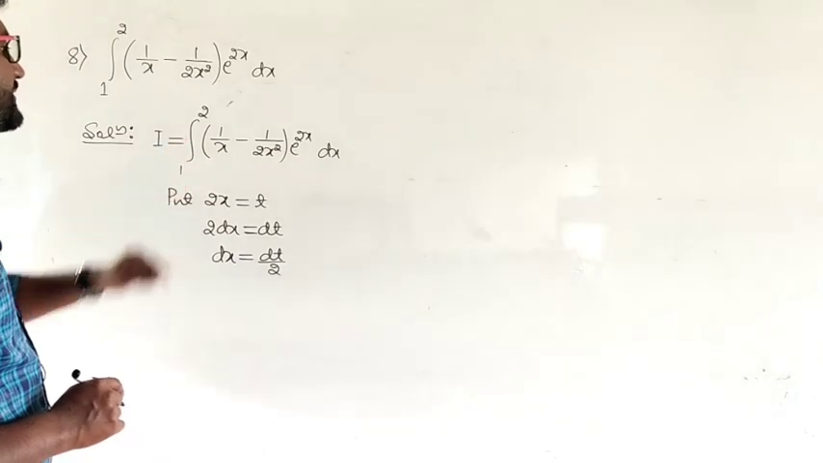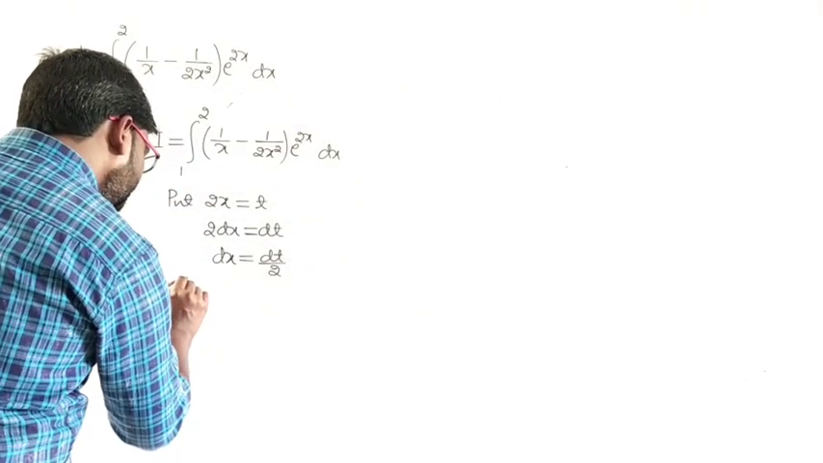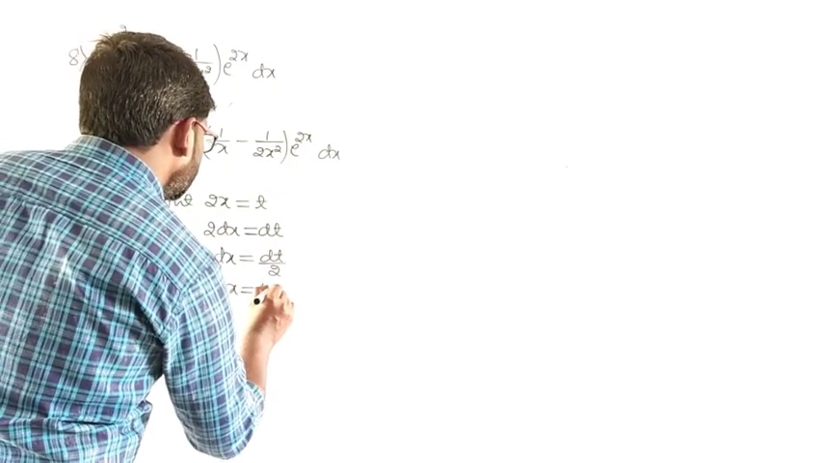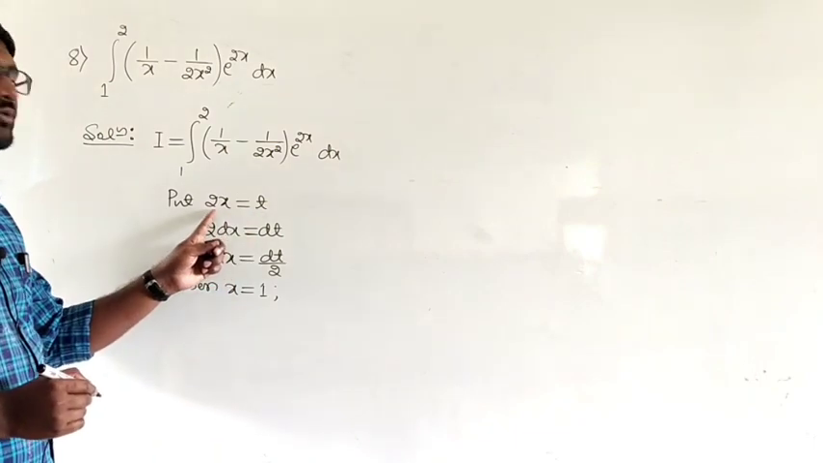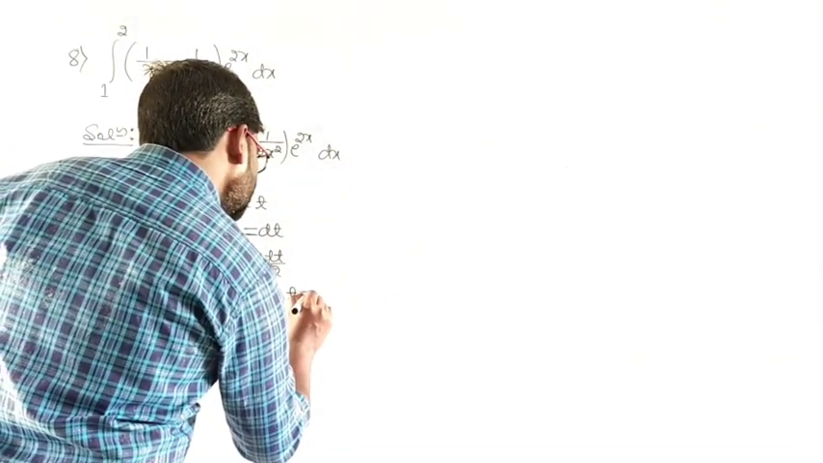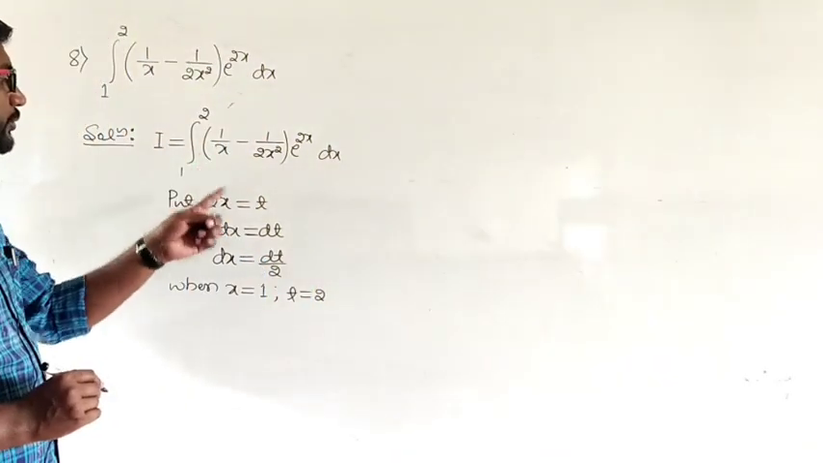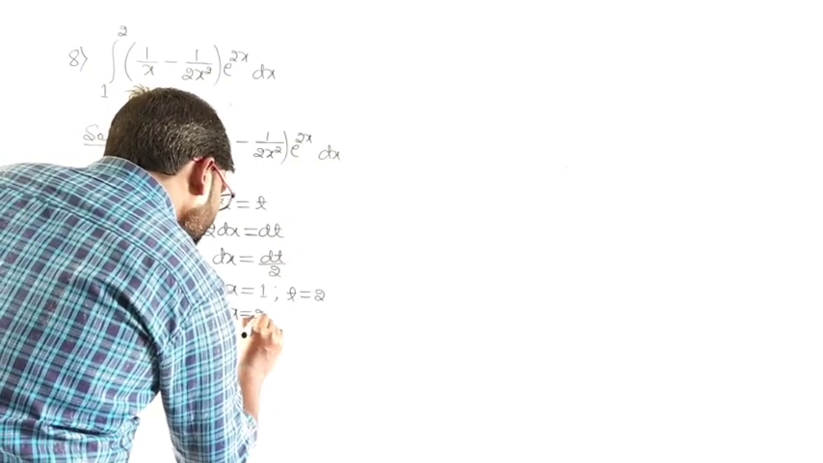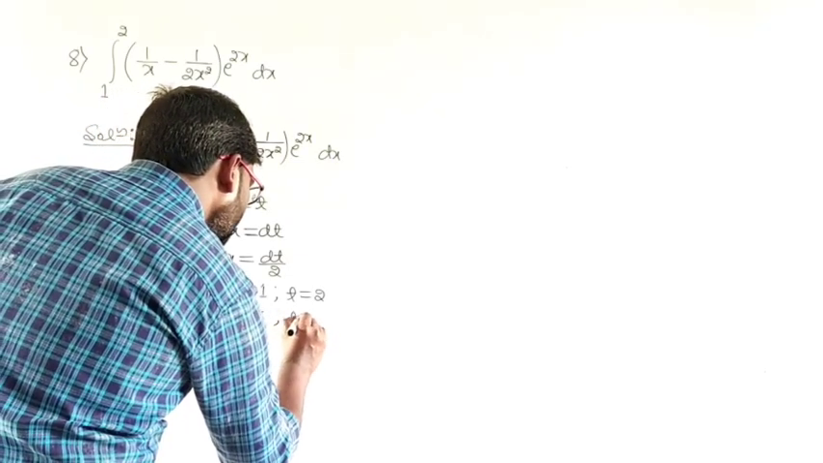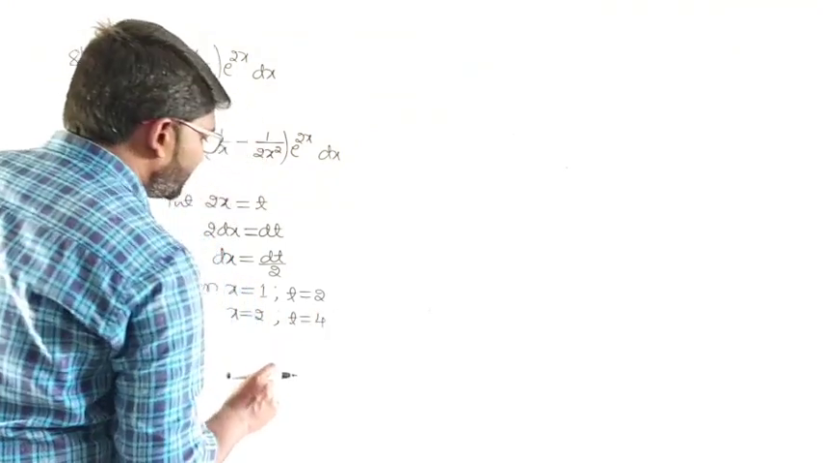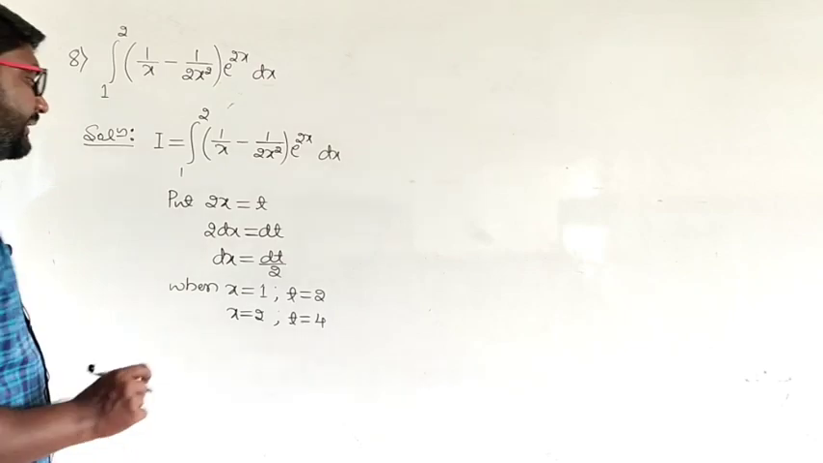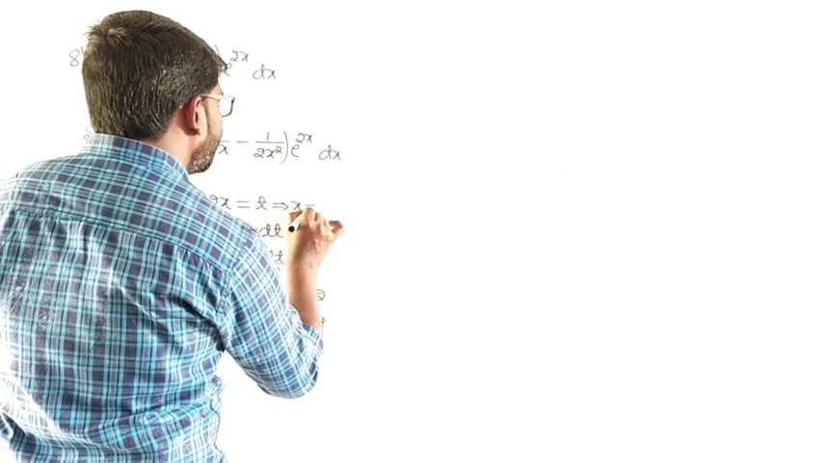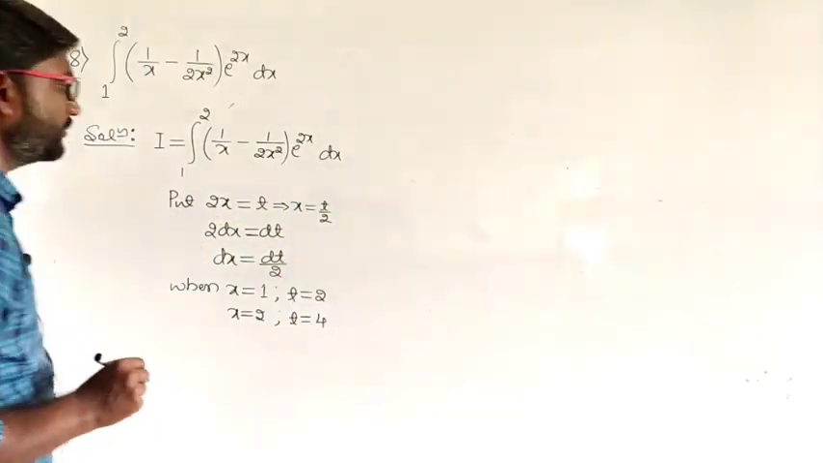So now let us change the limits as well. When x is equal to 1, t is equal to 2. Then when x is equal to 2, 2 into 2 becomes 4, so t value becomes 4. Now rewrite the integral. From this, what is the value of x? x is equal to t by 2.